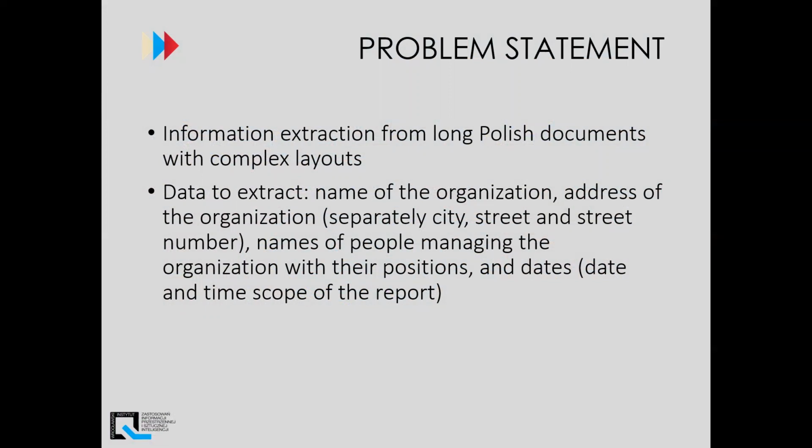Additionally, to each of the sets provided by organizers, except for the evaluation one, there were provided so-called ground truth tables, which contained data that should be extracted from reports. Among extracted data, it is possible to find the name of the organization, the address of the organization, separately city, street, and street number, names of people managing the organization with their positions, and dates, specifically the date and time scope of the report.